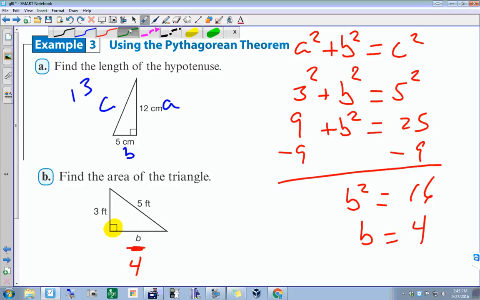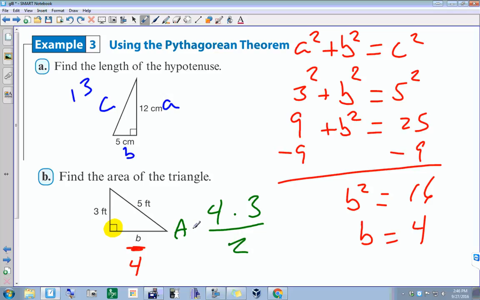Yes, I do. So all I've got to do is take base, which is 4, multiply it by the height, which is 3, and divide it by what? Base times height divided by 2. So let's see, 2 goes into 4, and I get 2. 2 times 3 is 6, so that means the area is going to be equal to 6 feet squared.